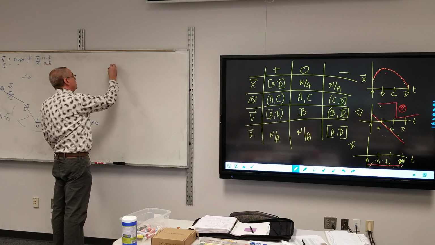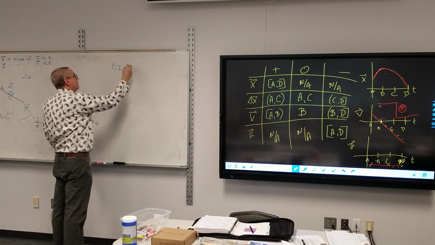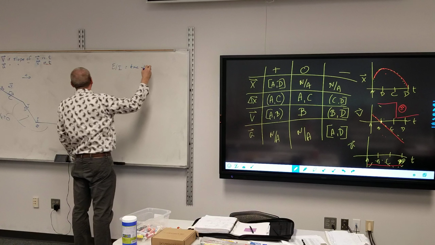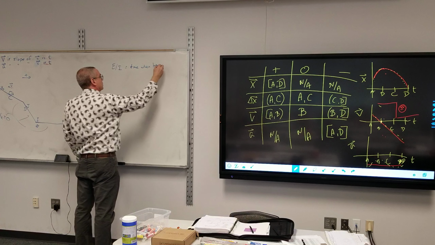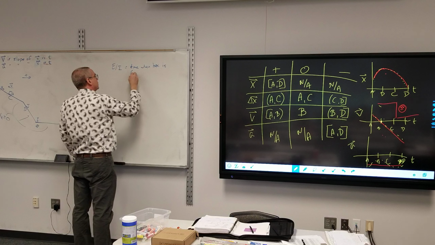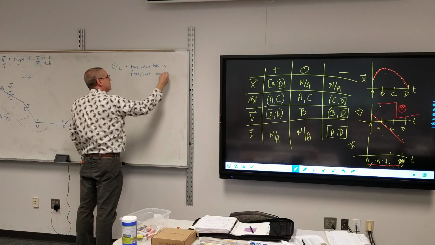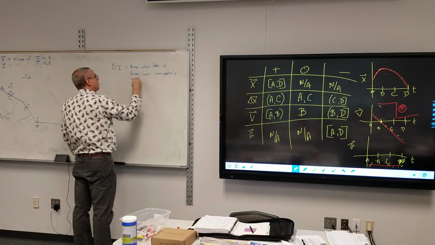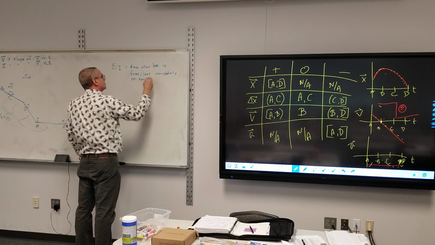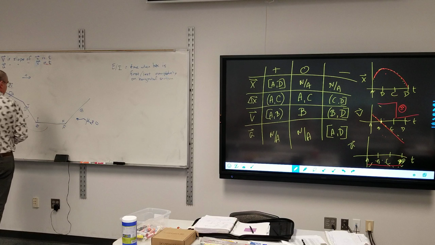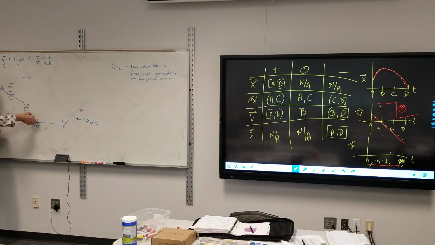E and I are the times when the box is first or last completely on the horizontal section. So at time E, the box is now completely on down here.